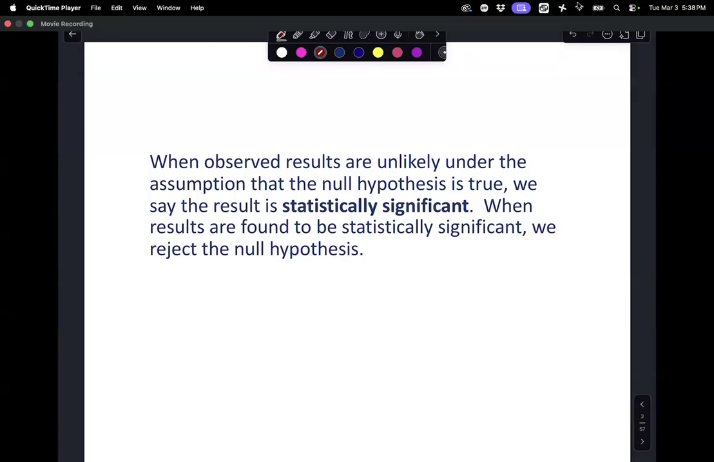Now, I'm not going to require you to use the word statistically significant. It's just something you're going to see. As long as you communicate well to me what's going on, I'm going to take it. When you are giving your conclusions, I want to know why you made that conclusion, and I'll talk about what that looks like.